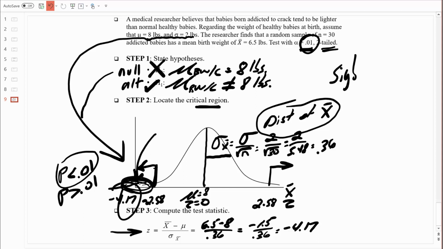And that's important. It's important that we make that decision correctly, because when people read p less than 0.01, they will know that the results are statistically significant.